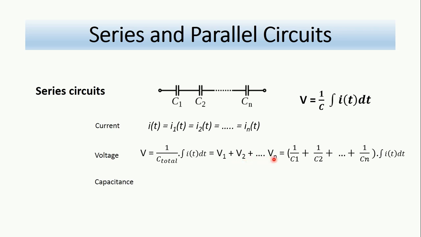So for each one of them, the only difference would be the capacitance of each element here, and the time integral can be taken here as a common factor. And if we compare this part of the equation to that part of the equation, we simply come to the formula that 1 over C total is actually equal to this thing here. So unlike capacitors and inductors, the total capacitance, or rather the reciprocal of the total capacitance, is equal to the sum of the reciprocals of the individual capacitances that we have in our circuit.